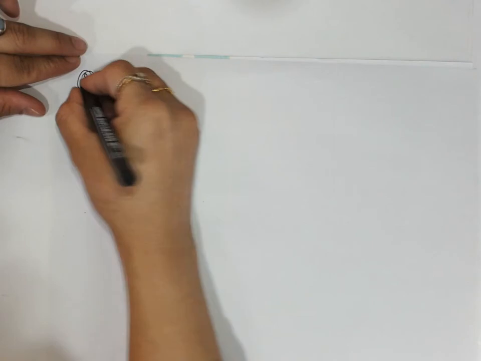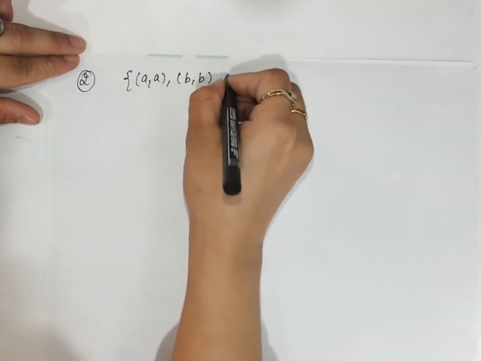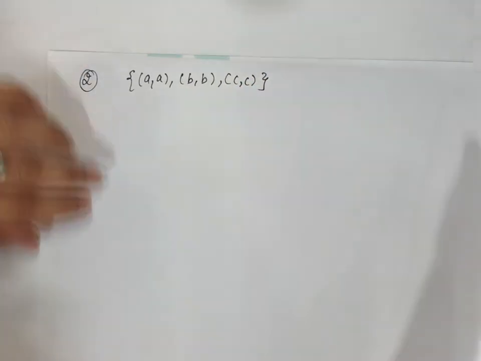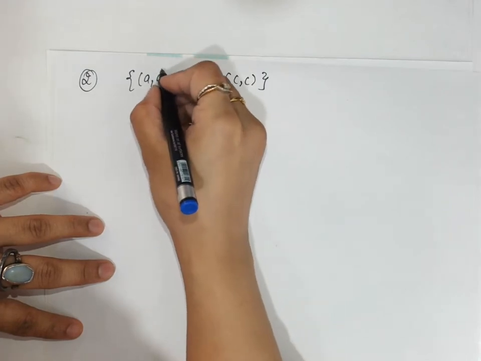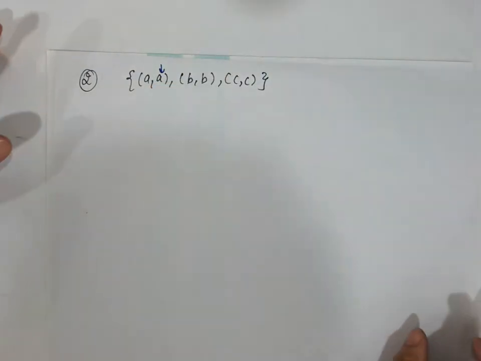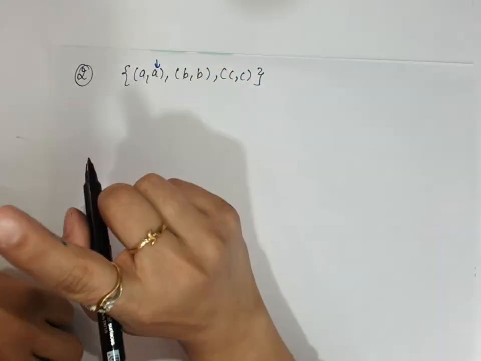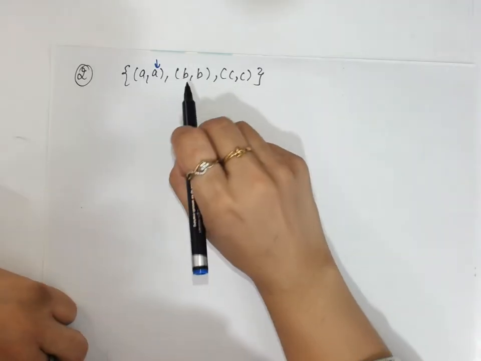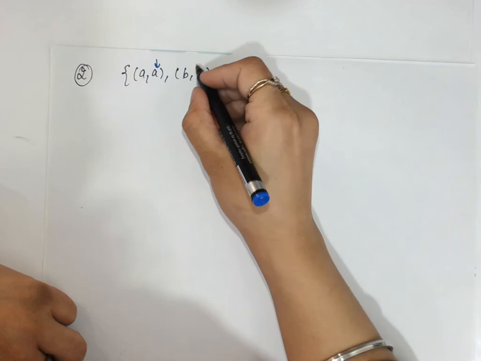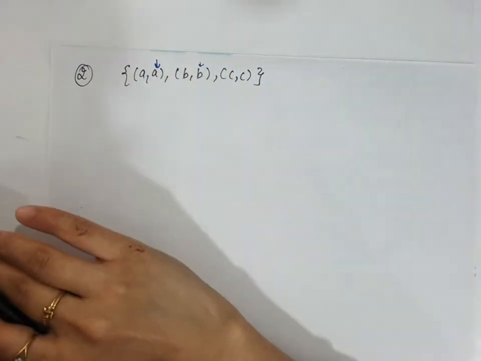Now check another example. AA, BB, CC. AA: A is the second element of the first ordered pair. Is A the first element of any other ordered pair? No. Then I don't have to check further. Now BB, the second element is B. Is B the first element of any other ordered pair? No. Then I have to stop here.